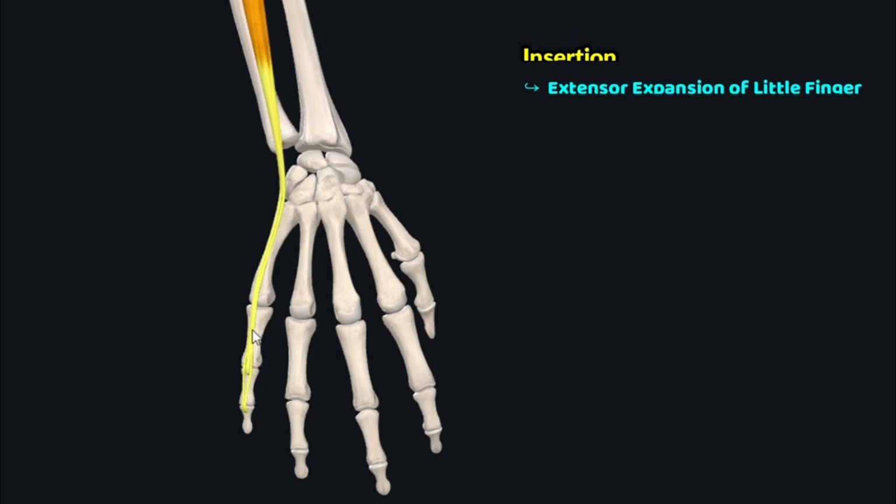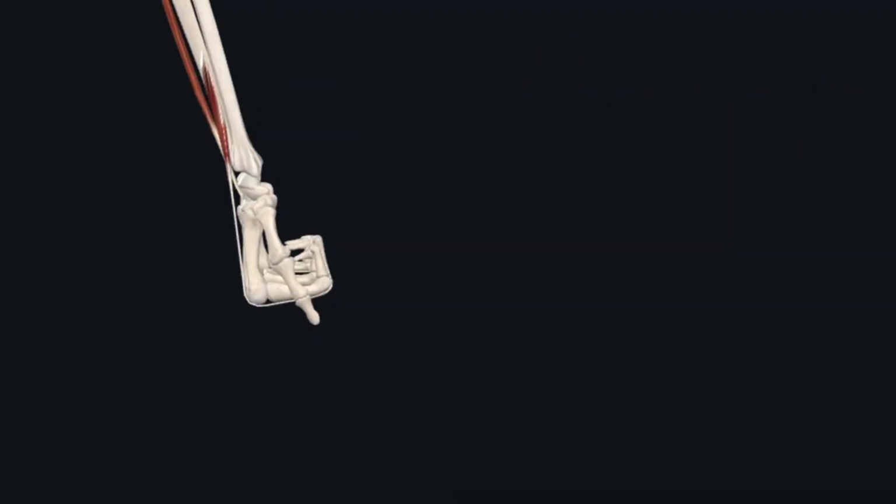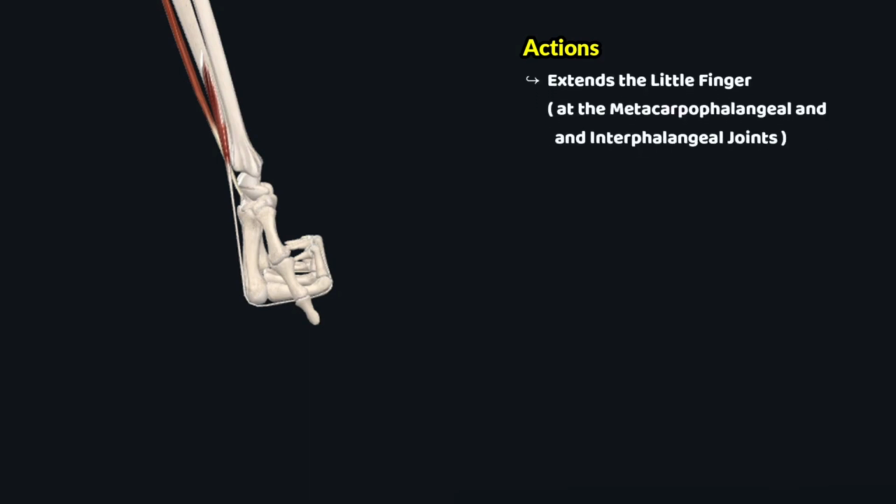Now we talk about the action performed by this extensor digiti minimi muscle. While understanding the action performed by this muscle, we must concentrate on the name of this muscle. Like this muscle is extensor digiti minimi, so this muscle is an extensor muscle and it extends the digits. Digiti minimi means little finger. So simply this muscle extends the little finger at the metacarpophalangeal and interphalangeal joints.